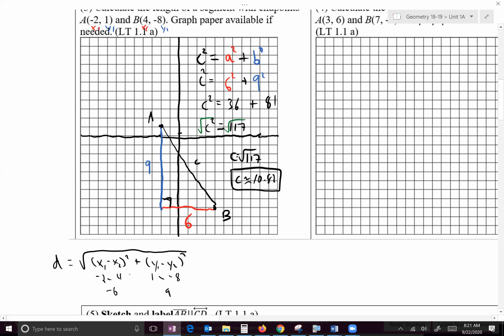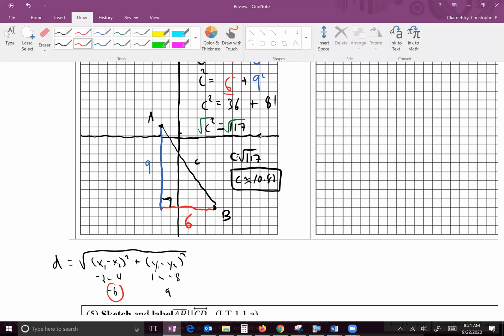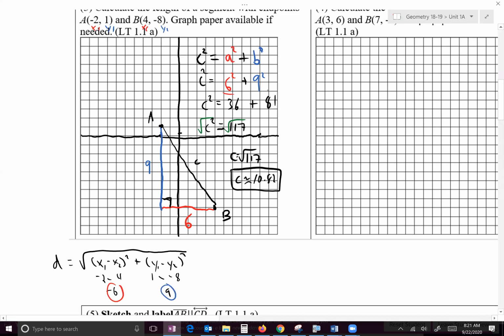This 6 matches this 6. And this 9 matches that 9. So distance formula is actually based on the Pythagorean theorem. Okay, so that's where they actually get the formula from. It's a Pythagorean theorem with extra steps, basically. So you're doing all this extra work to essentially do the same thing mathematically.